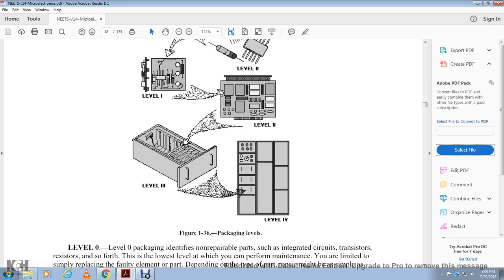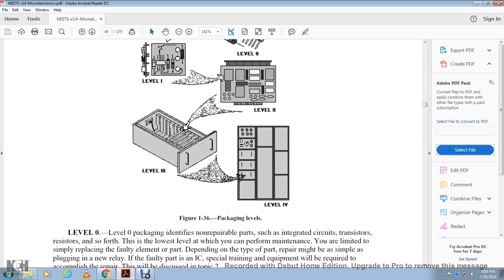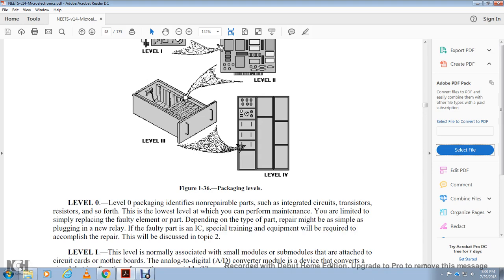Alright, level 0 packaging identifies non-repairable parts such as the integrated circuit, transistor, resistor, and so forth. It is the lowest level at which repair can be performed and is limited to replacing the faulty element. Depending on the type of repair, it might be as simple as plugging in a new relay. For a fault repair with the integrated circuit, special training and equipment may be required to accomplish the repair. Discuss the topic 2.